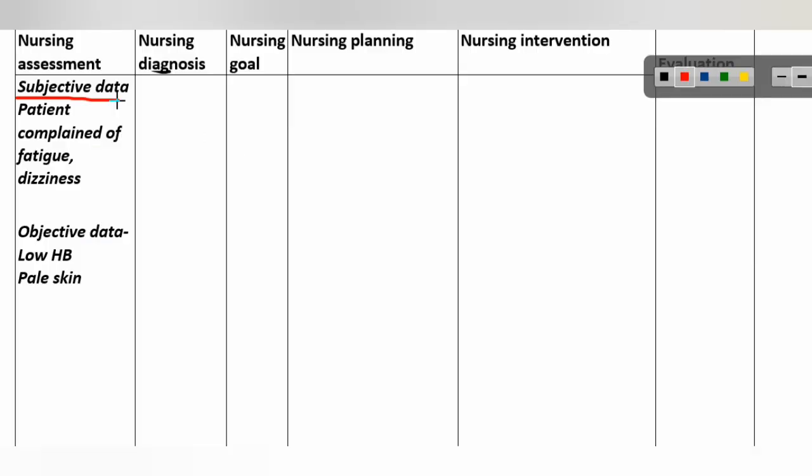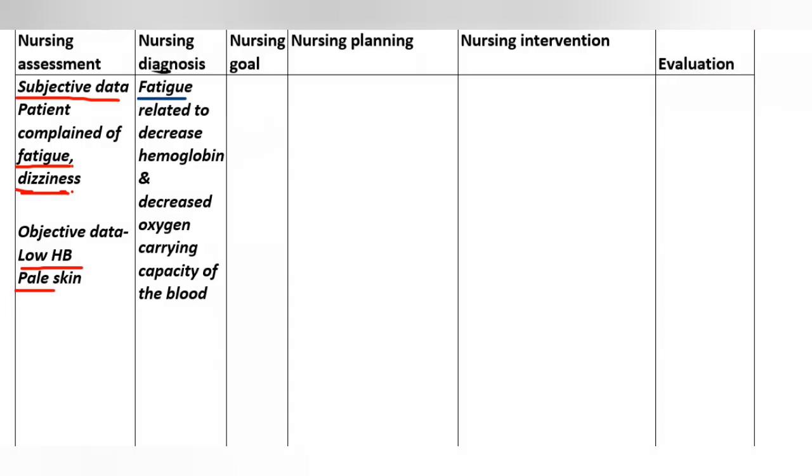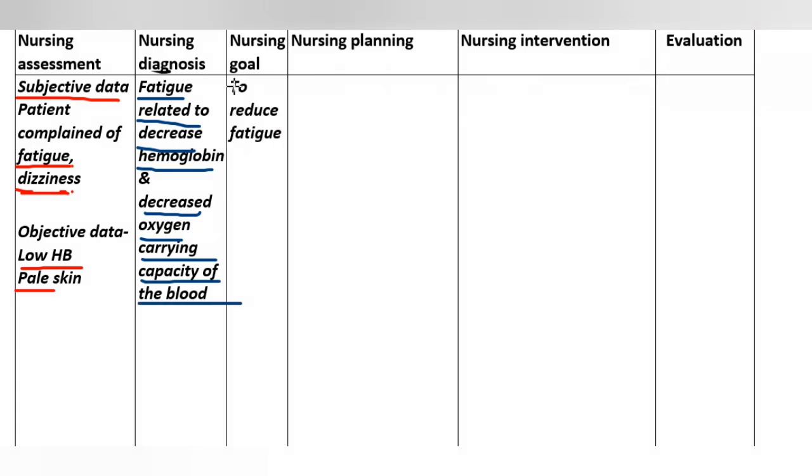Nursing assessment: subjective data, patient complaint of fatigue and dizziness. Objective data, low hemoglobin level and pale skin. Nursing diagnosis: fatigue related to decreased hemoglobin and decreased oxygen carrying capacity of the blood. Nursing goal: to reduce fatigue.